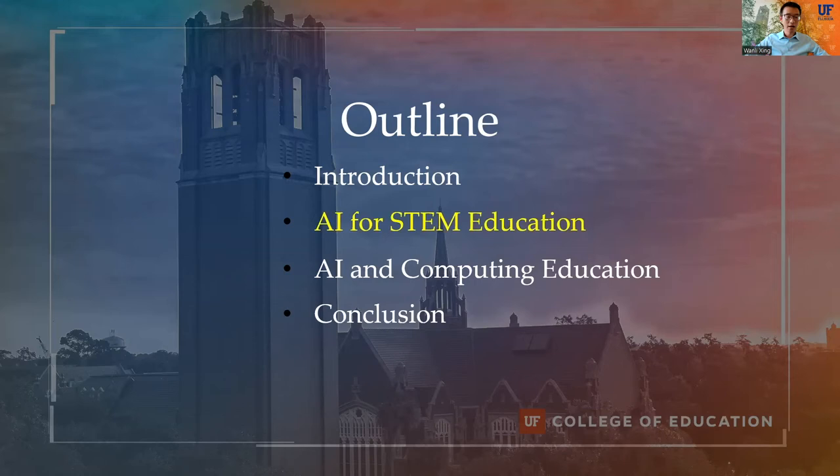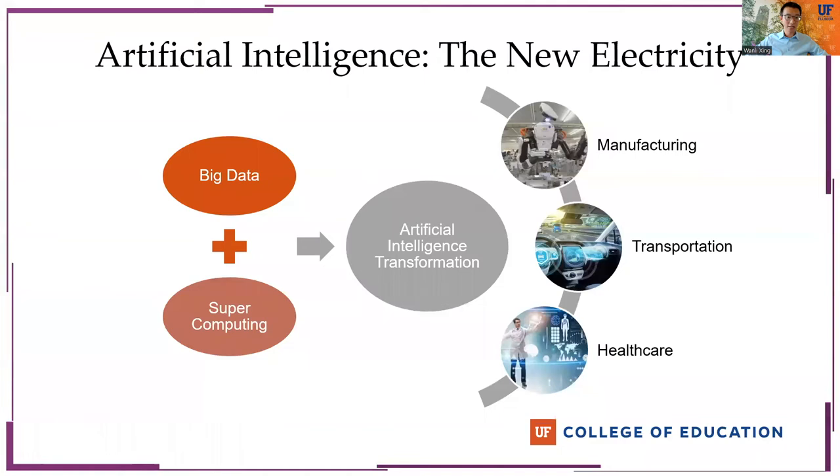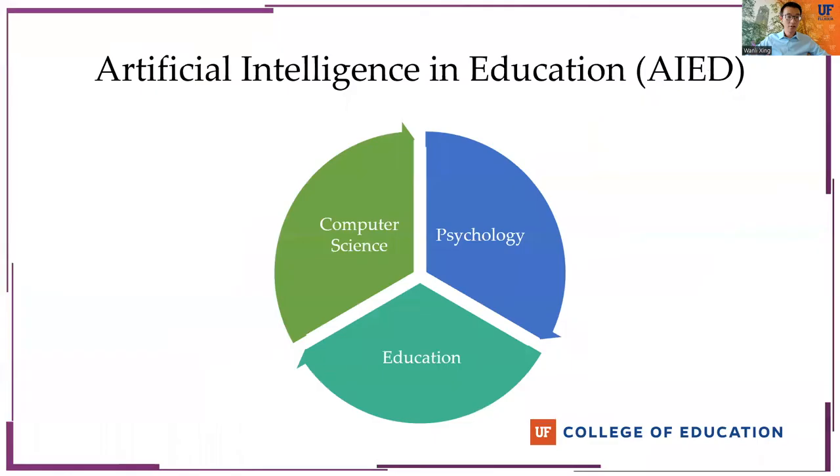So first, I'll talk about AI for STEM education. Artificial intelligence is called the new electricity because of the recent breakthrough in supercomputing and the accumulation of big data. It has been transforming various fields such as manufacturing, transportation, and healthcare. So does artificial intelligence in education.